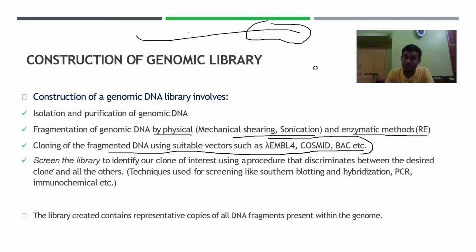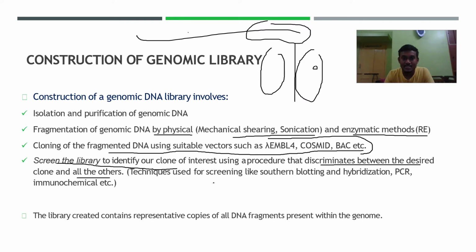After the cloning has been done, we screen the library to identify our clone of interest using a procedure that discriminates between the desired clone and all the others. So after cloning, we need to check which are the recombinant ones and which are the ones which are not cloned, or which we don't require. There's a very thin line between the two and we need to find out the ones that we need and the ones that we don't need.